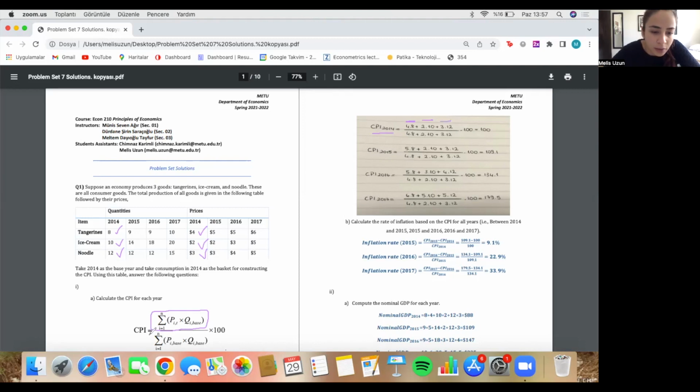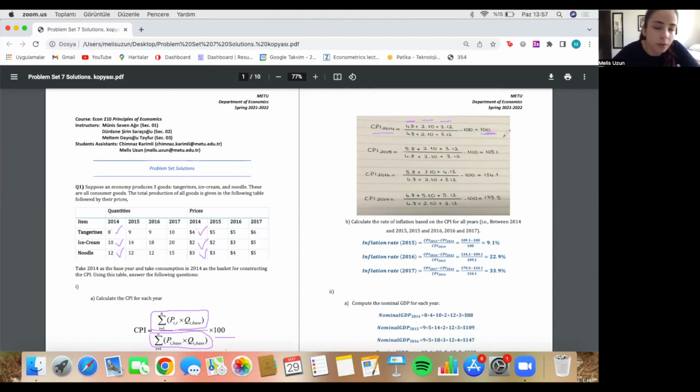So let's look at the denominator part. We need to multiply the base year prices and quantities. So again, it is 2014, and we will do the same thing. We will multiply 4 with 8, 2 with 10, and 3 with 12. Then we will multiply with 100, like in here. Because they are the same, we will find that it is equal to 100.